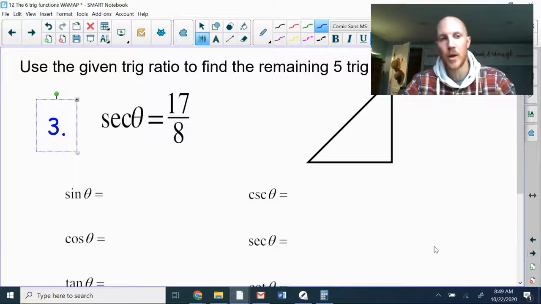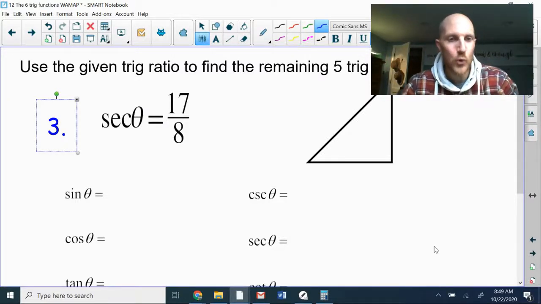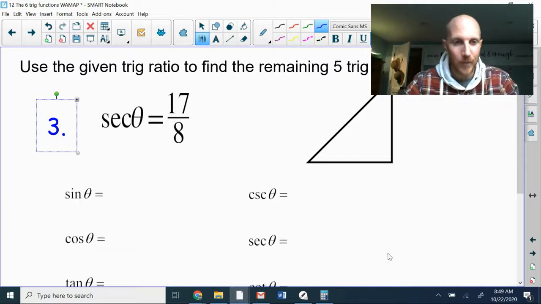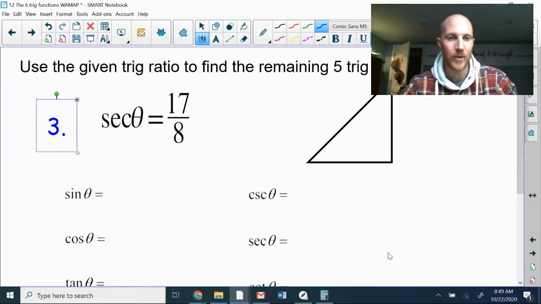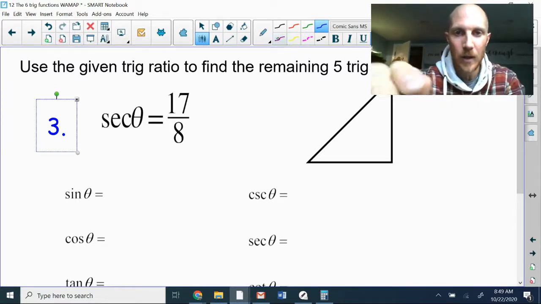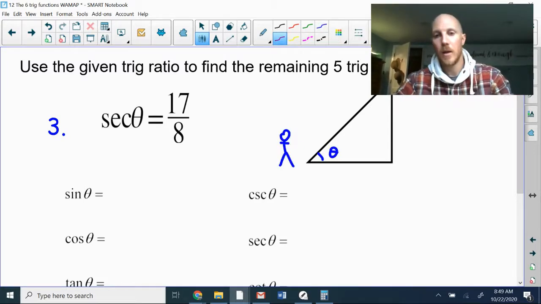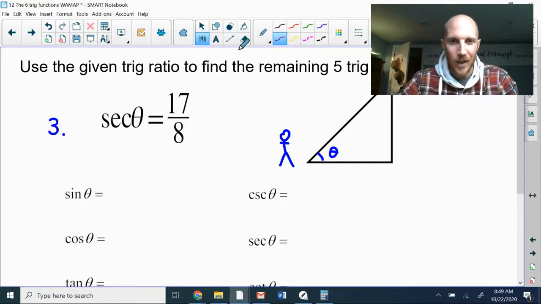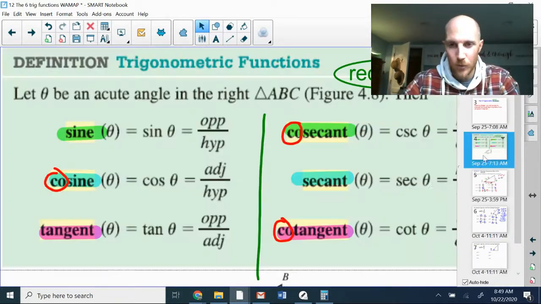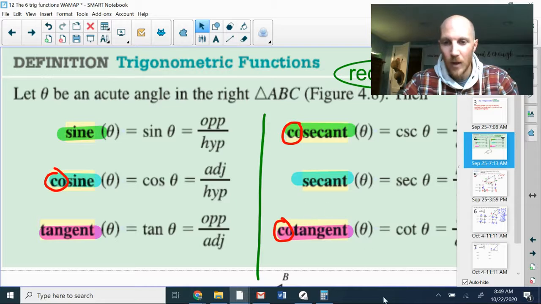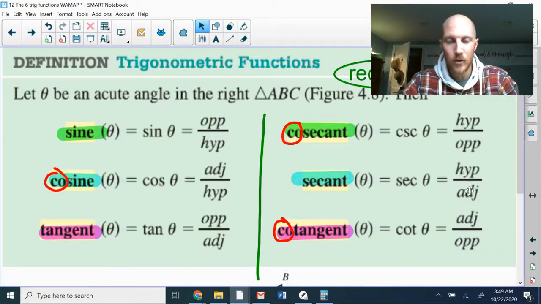Last example, let's try one with one of these new trig ratios. So secant, we've never seen secant up until like 5 minutes ago. Secant of theta equals 17 over 8. All right, so here is my graph blocker. And what the heck is secant? Does anybody remember what secant even means? Gosh, me neither. We'll have to go back to our notes page and look. Secant is the hypotenuse over the adjacent.